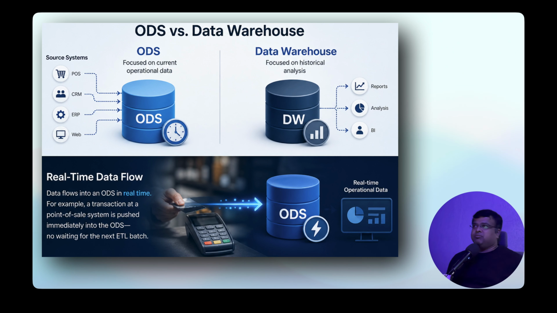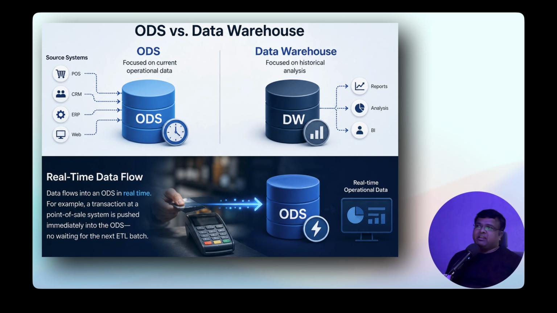The difference, however, is in the kind of data that it focuses on. A data warehouse is mainly designed for historical analysis, while an ODS is focused mostly, sometimes entirely, on current operational data. In many cases, data flows into an ODS in real time. For example, if a transaction happens at a point of sale system, that information can be pushed immediately into the ODS instead of waiting for the next scheduled ETL batch process like we usually see in traditional data warehouses. And that is an important distinction.